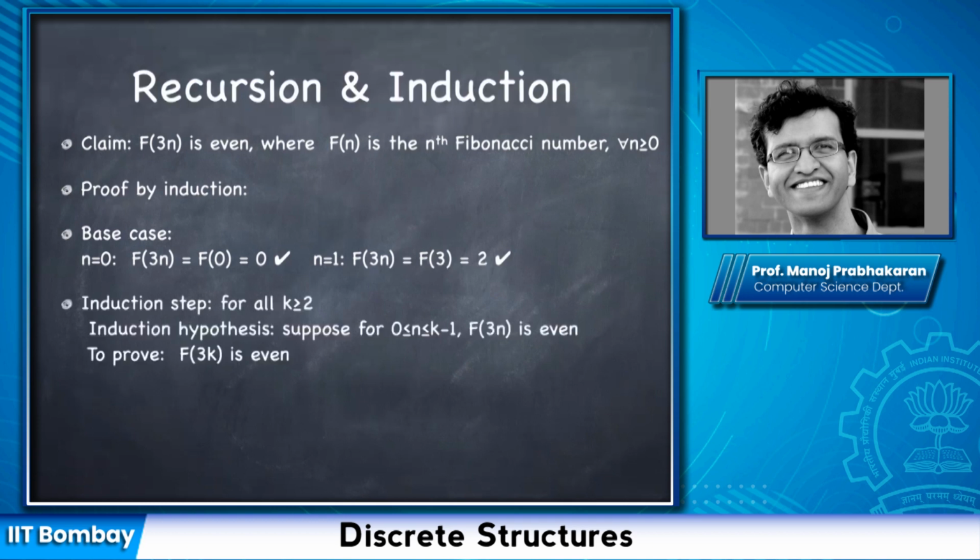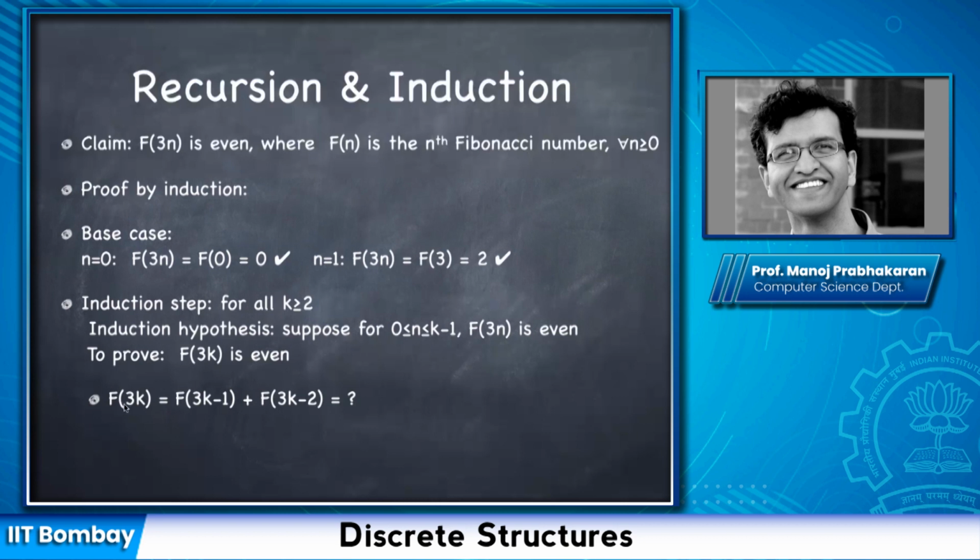And here is the induction step. For the induction hypothesis, we have checked up to some k minus 1 that F3n is even. I'm going to use strong induction. So for all n less than or equal to k minus 1, F3n is even. And now we want to check F3k is even. We will write F3k using the Fibonacci numbers definition. So it is F3k minus 1 plus F3k minus 2.